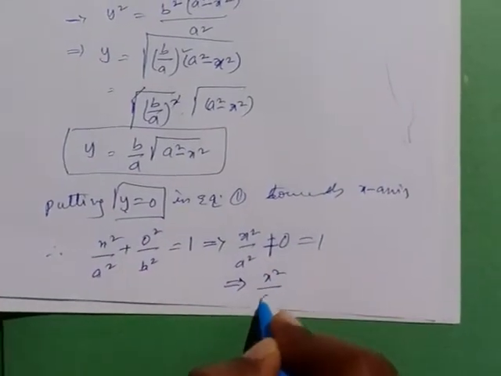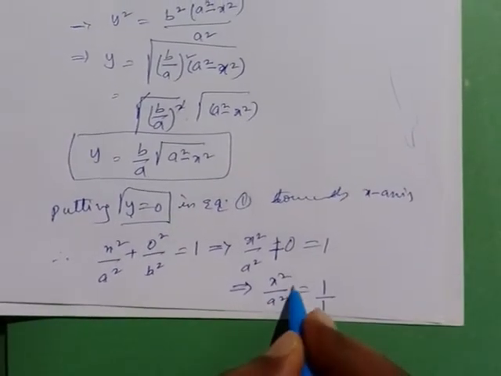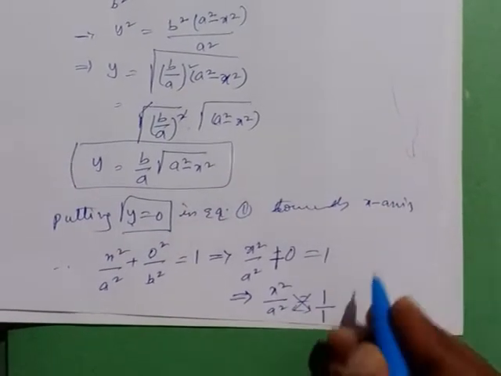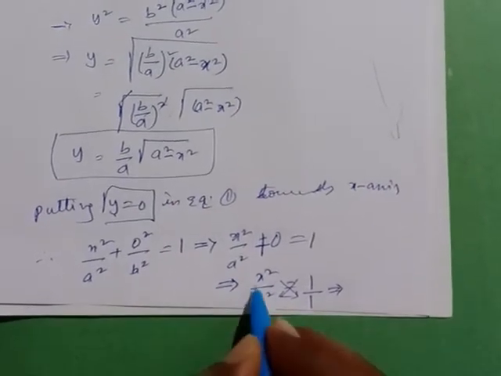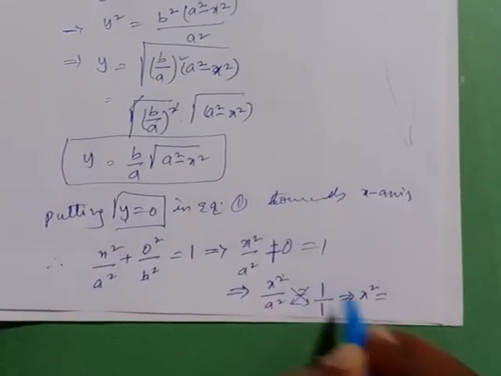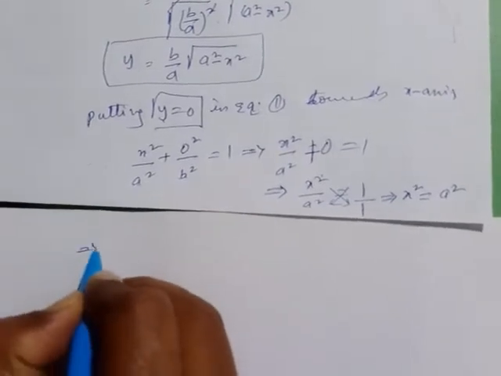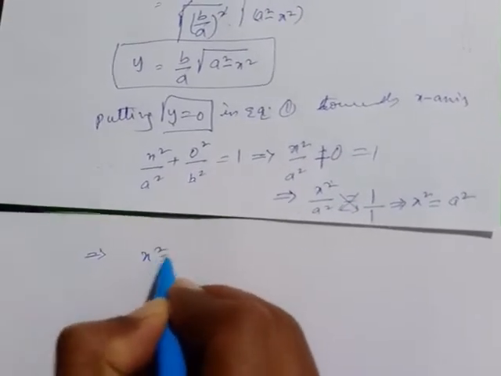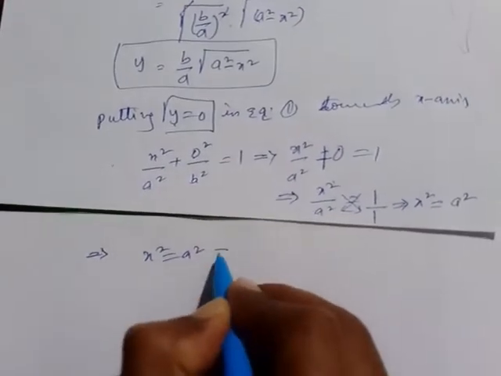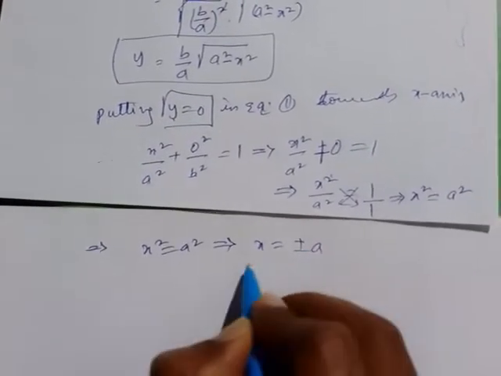That is equal to x square by a square is equal to 1. So the denominator is 1, cross multiplication, x square into 1, x square is equal to a square into 1, a square. That is equal to x square is equal to a square, that implies x is equal to plus or minus a.